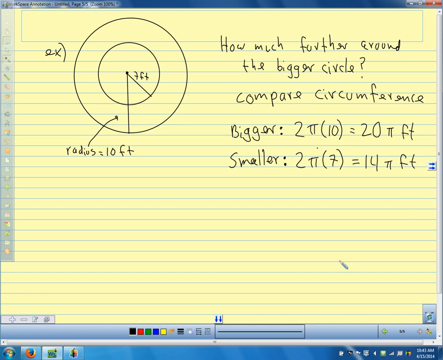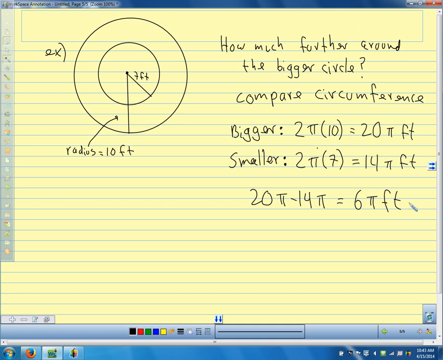So how much bigger is the circumference of the larger circle than the smaller? 6 pi. We just subtract these two. 20 pi minus 14 pi. That was perfect. 20 pi minus 14 pi is like saying 20x minus 14x. I get 6 pi feet.